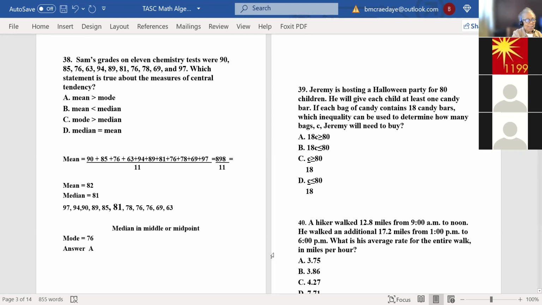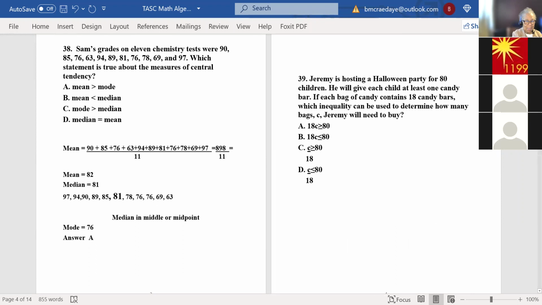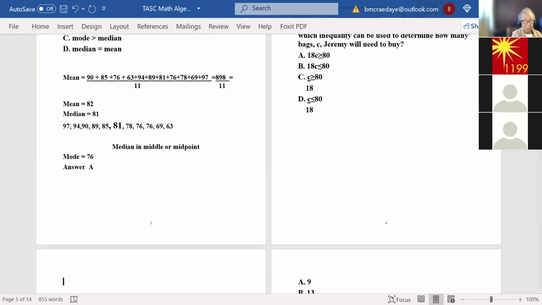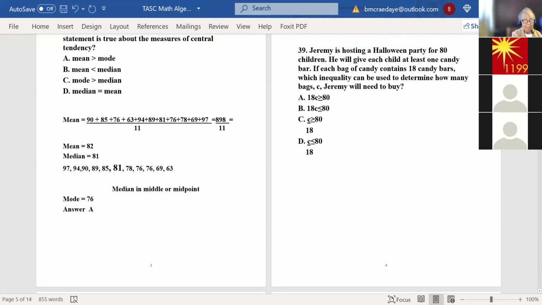All right. Let's go to 39. Give you a chance to read it and tell me the answer. That's an inequality problem. Give you a chance to read it, then tell me the answer for 39.